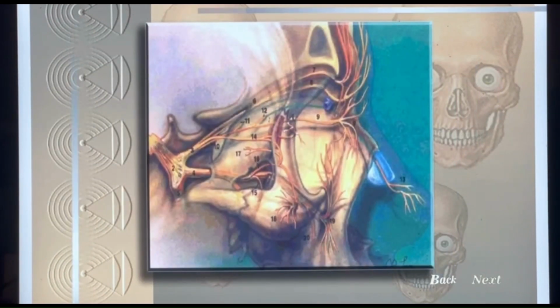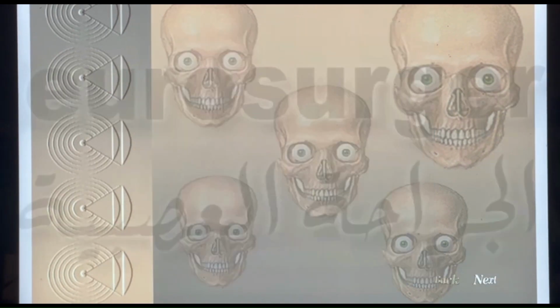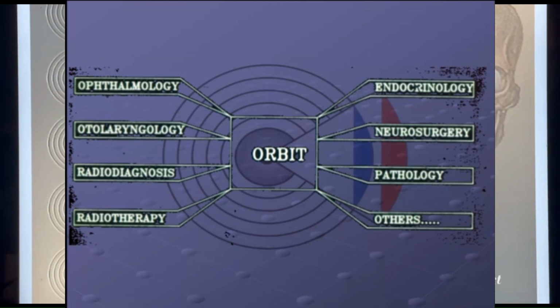The orbit is one of the most crowded areas of the body with many cranial nerves. You have the second, the third, the fourth, the fifth, the sixth, and the sympathetic, of course, inside. So it is really a crowded area with nerves, very important nerves. Orbital surgery is a field where many specialties contribute to it.